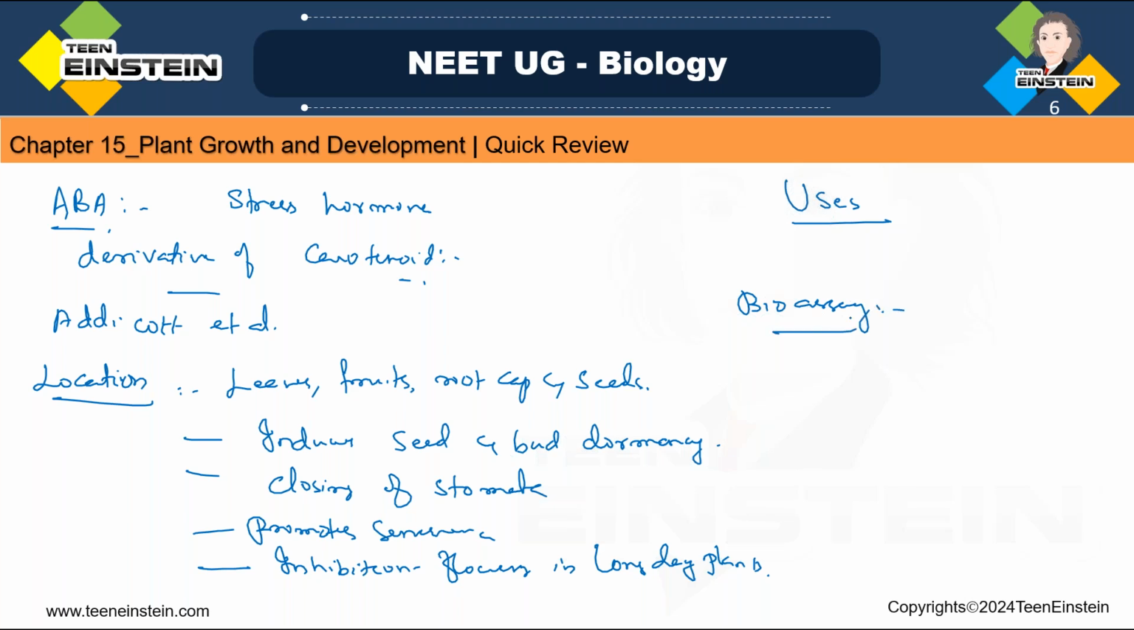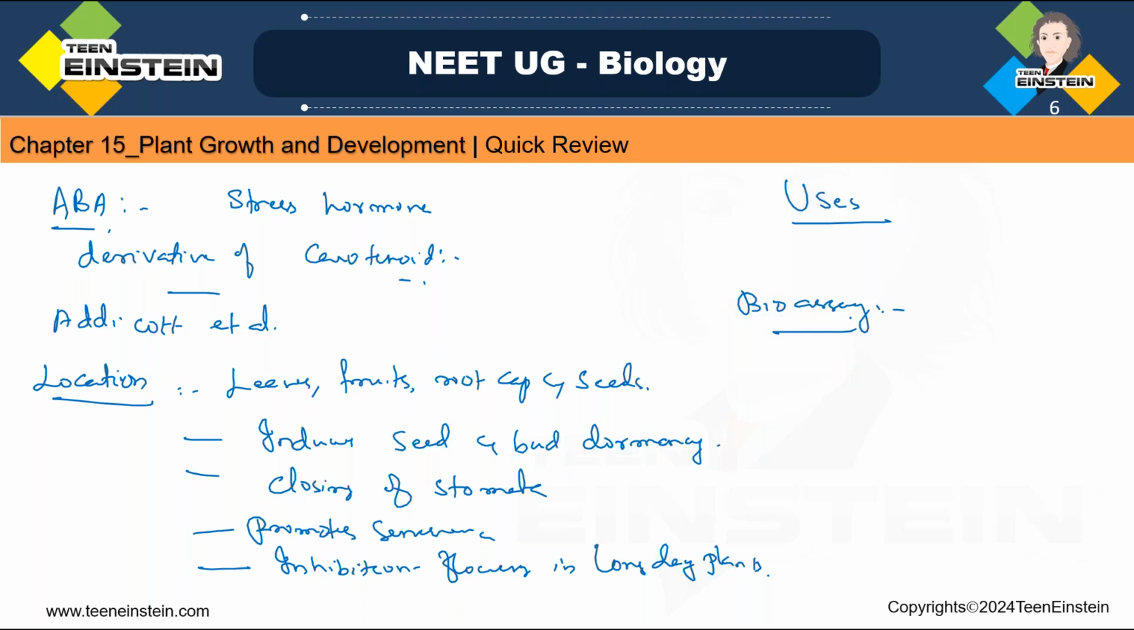So if you are learning about these growth hormones, which are promoting or inducing, whatever it may be, you should remember the derivative. It is the derivative of which one? Then about the discovery, then the location and the physiological effects, then the uses and bioassays. These are the 5-6 points which you must learn about each hormone.